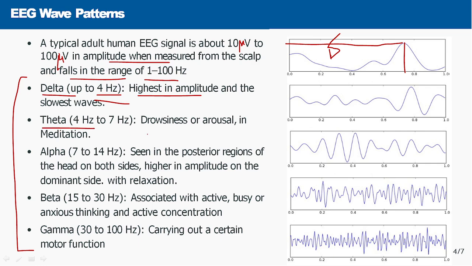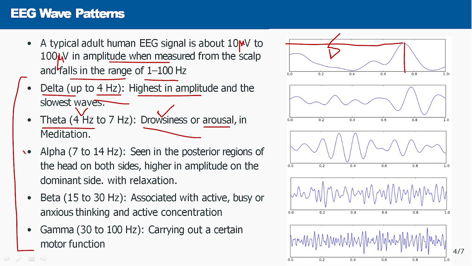Then theta waveform. Theta waves have a frequency of 4 hertz to 7 hertz, and they dominate when a person is in meditation, drowsiness, or some arousal. At this time, if we collect signals from the brain, it is generating theta waves.